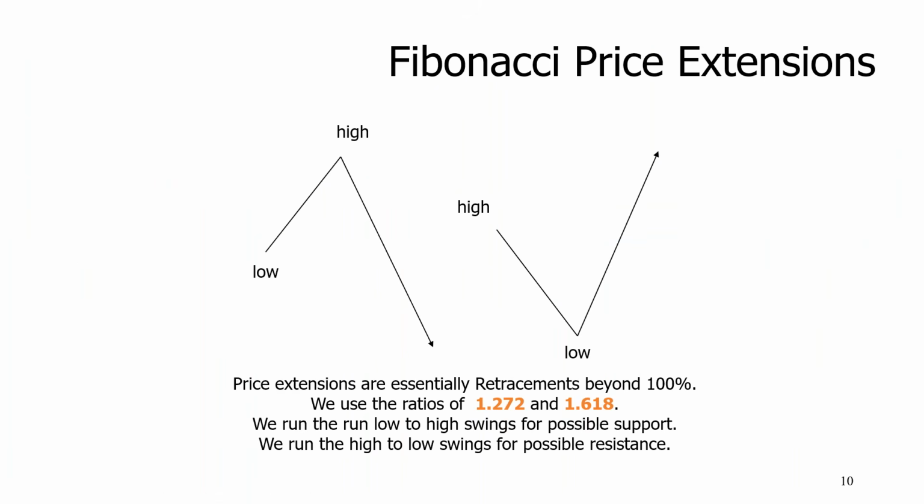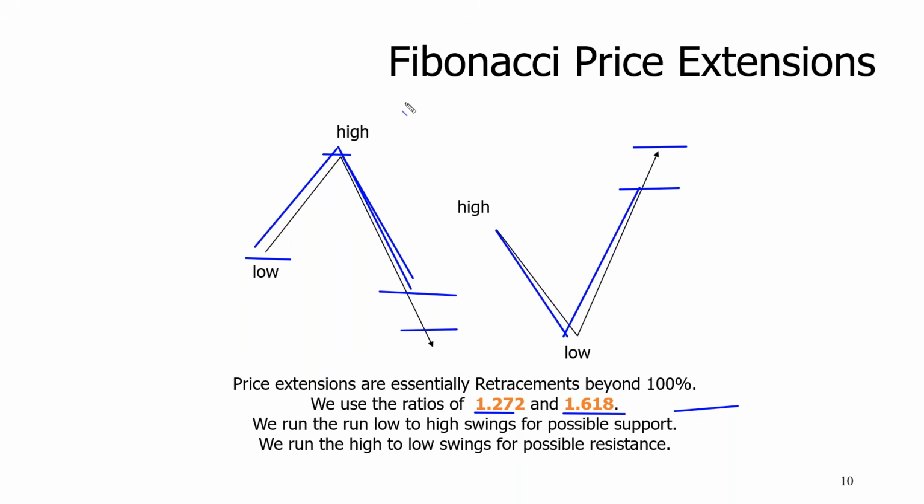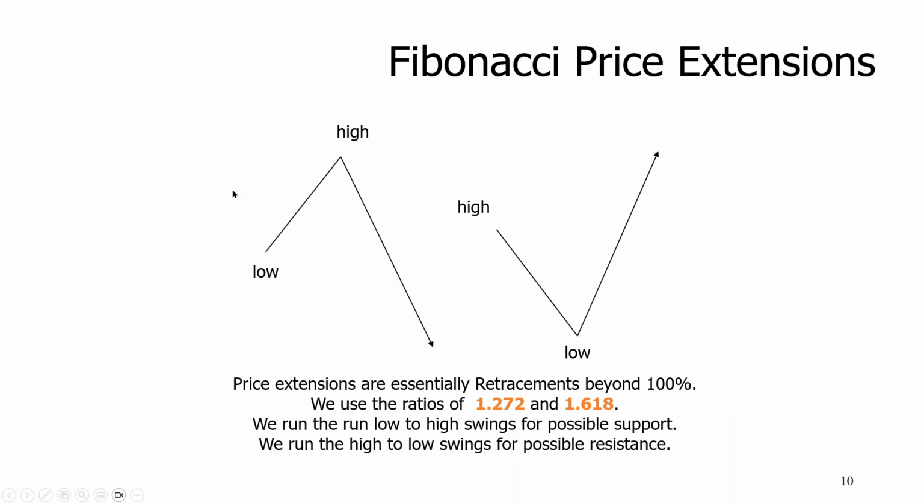For Fibonacci price extensions, they're essentially retracements beyond 100%. So you're still only using 2 points on the chart. We're taking a low to a high, but then we're extending by the ratios of 1272 and 1618. And then, of course, we have the 2618 for target number 3. So, for example, if we measure a low to a high and extend using those ratios, we're looking for possible support there. Or if you take the prior high to low swing and extend upwards, then we're looking for possible resistance there. So a couple of examples we have.